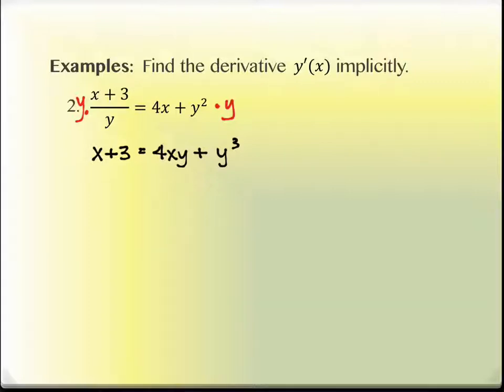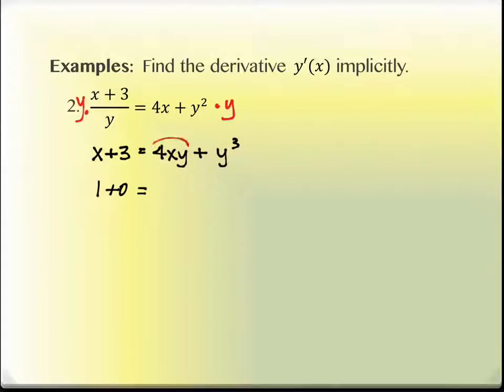The only part that will look different than what we've done is the parts that have the y's in it, okay? Everything else looks the same. So what's the derivative of x? 1. And what's the derivative of 3? 0. So this is 1 plus 0, or just 1 on the left-hand side.